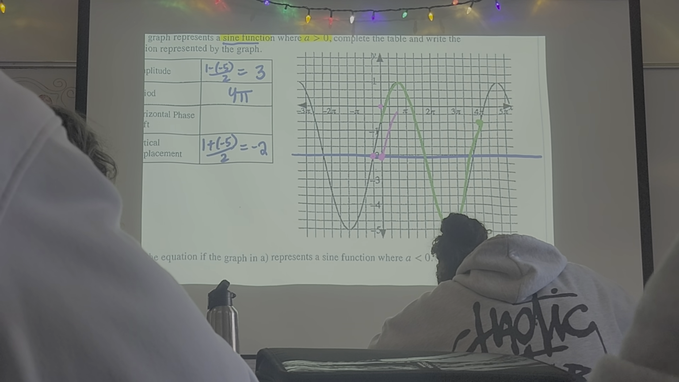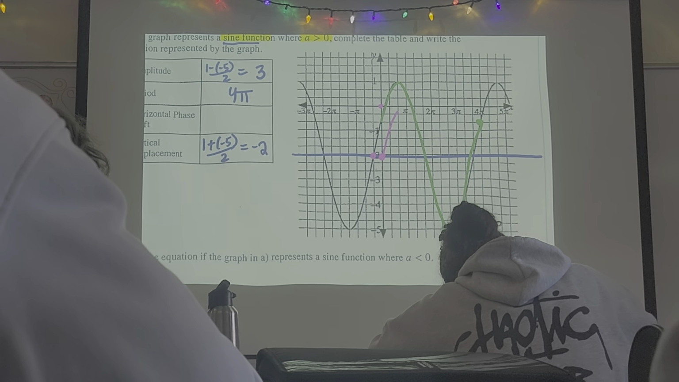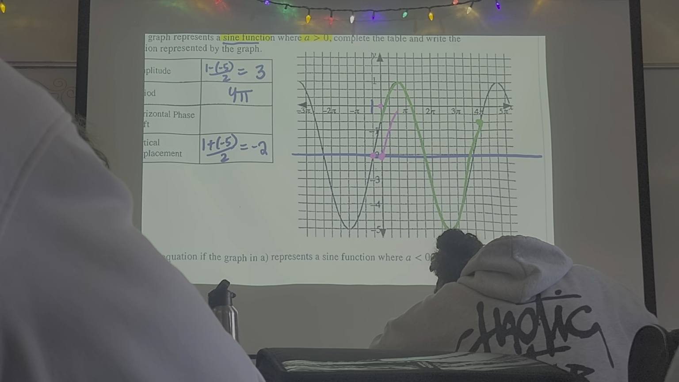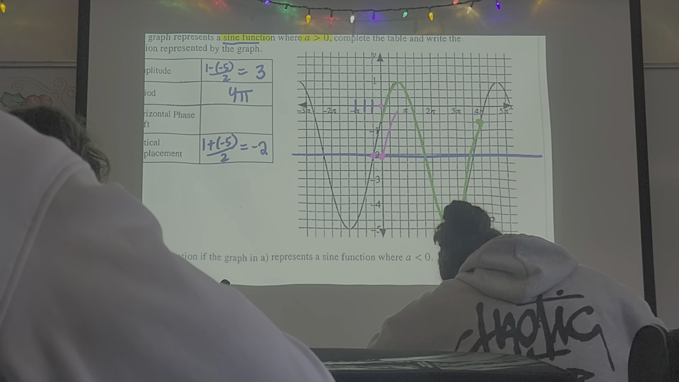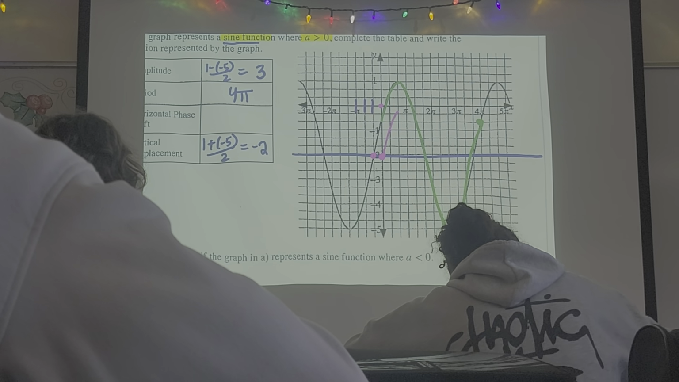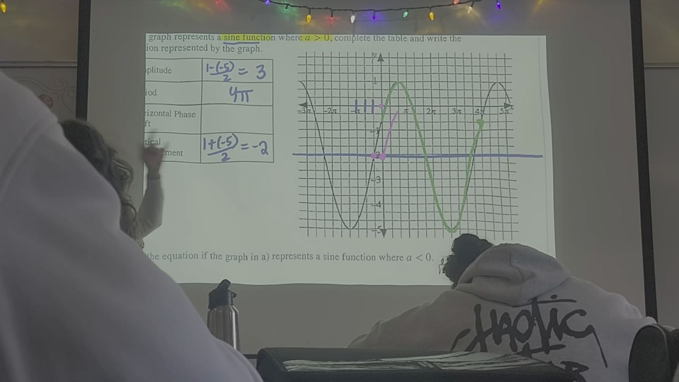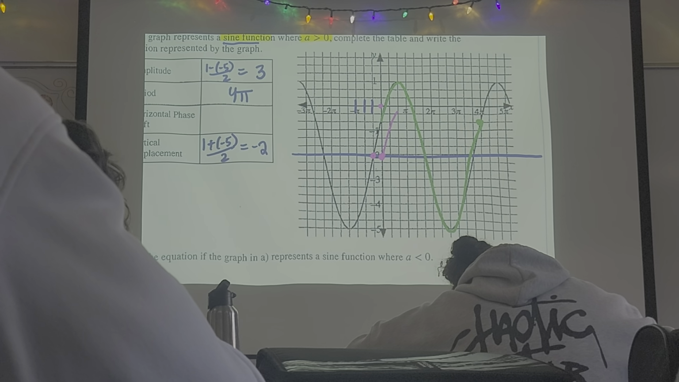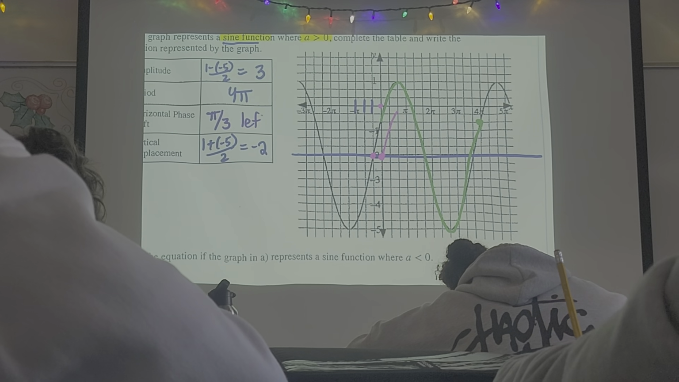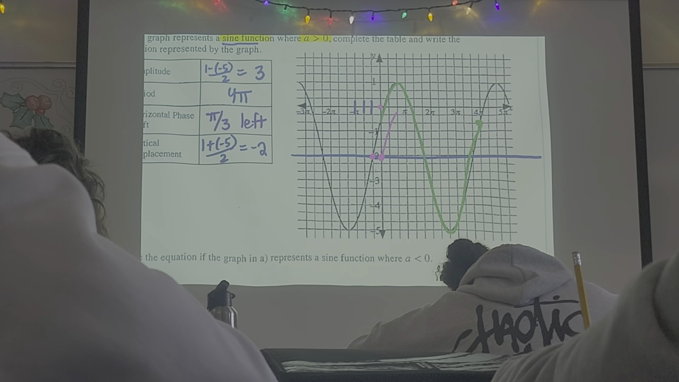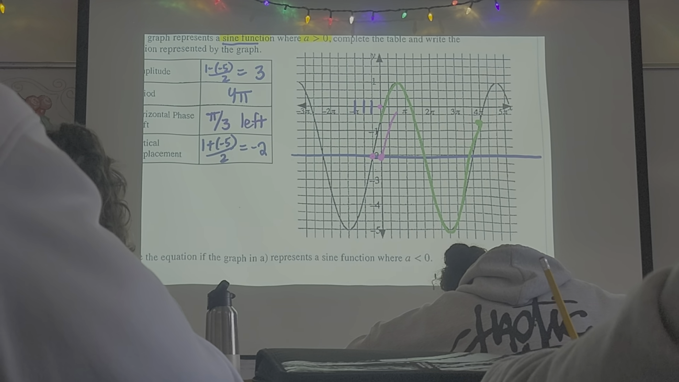But what is our little grid split up into this time? 1, 2, 3. It's split up into 3s. It's moved 1 of them. So it's moved pi over 3 to the left. Each little graph would be split up into different units for our x-axis.